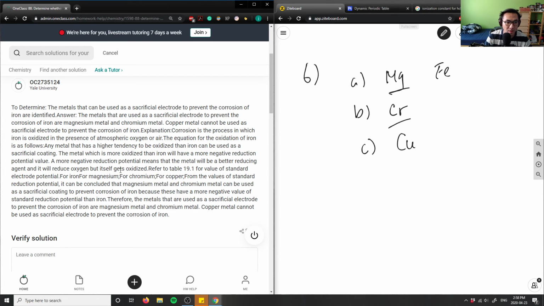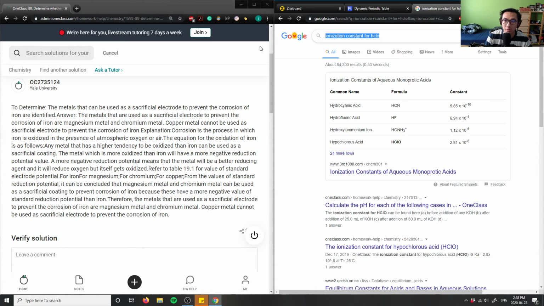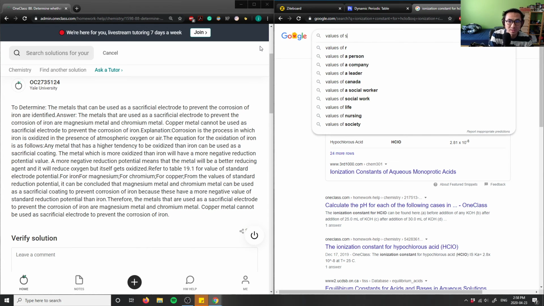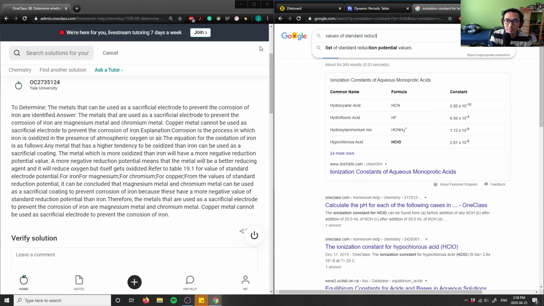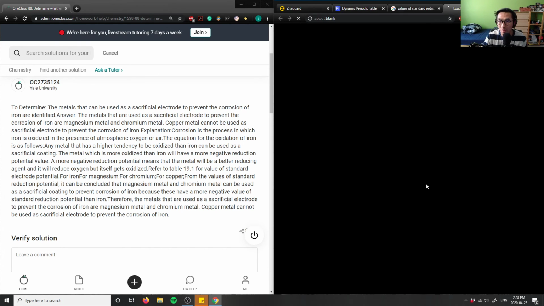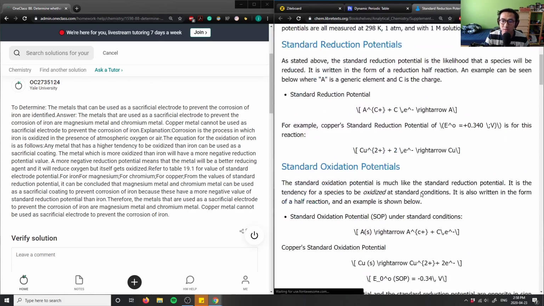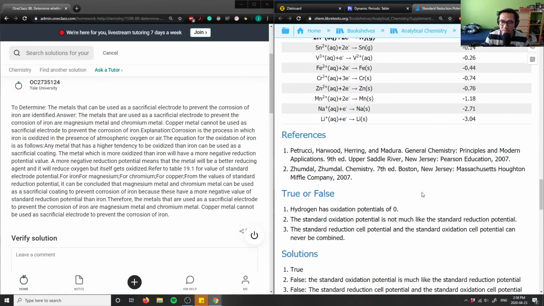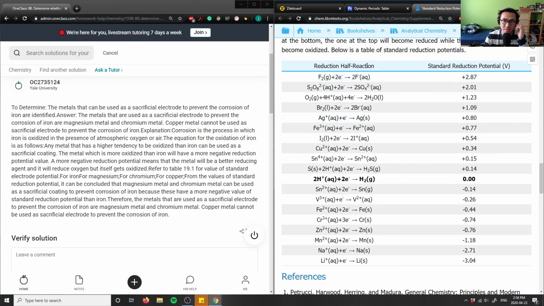Again, I'm looking for the values of standard reduction potentials. So let me Google that for you. Values of standard reduction potentials. Again, on a test, you're given all these tables, right? So don't worry about trying to memorize these here. You're given all of these. This is the standard reduction potentials. Again, you have iron here. Fe here is iron, so negative 0.44.